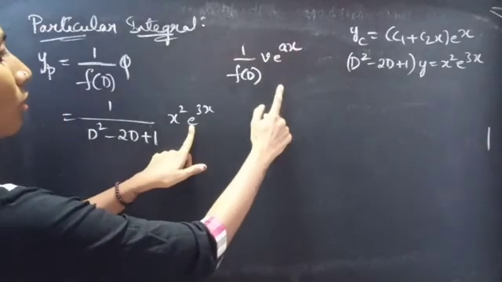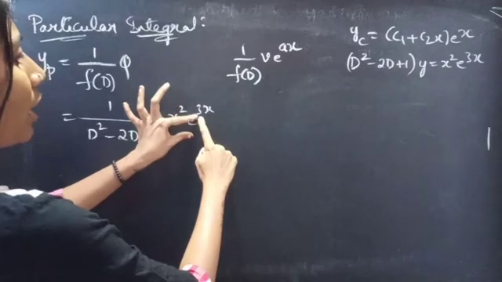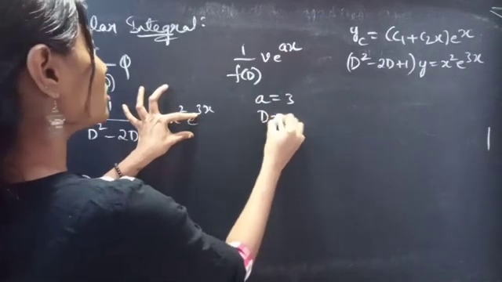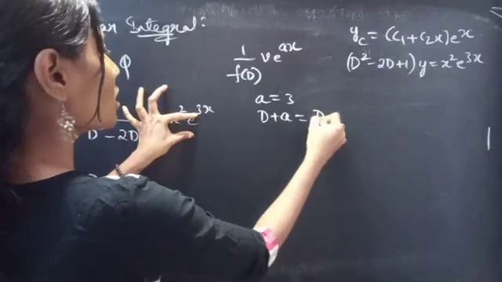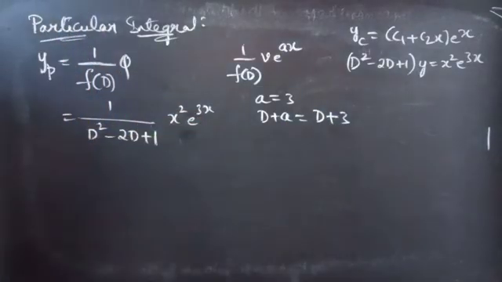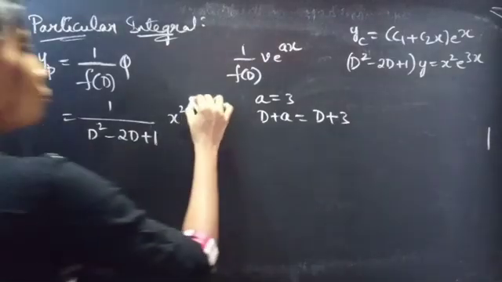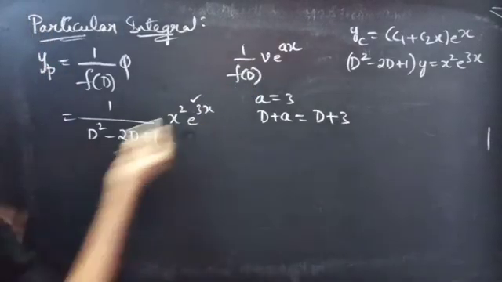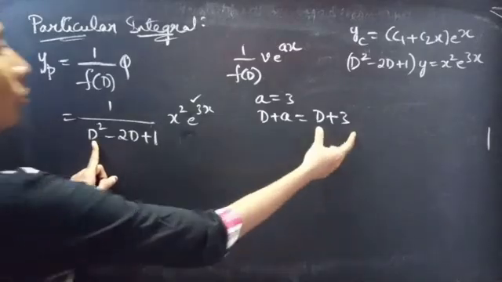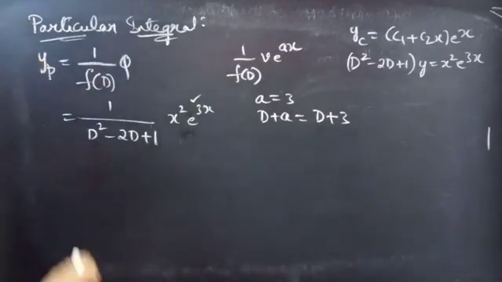Then for a equals to 3, we'll find d plus a, which is d plus 3 for a equals to 3, right? Now, we'll shift this e power 3x towards left by replacing d with this d plus 3, okay?